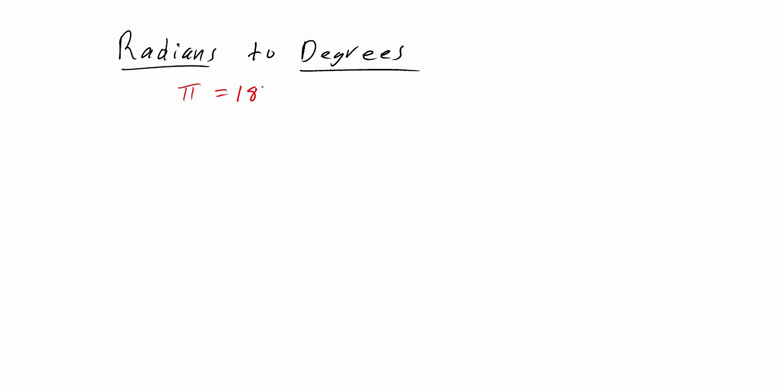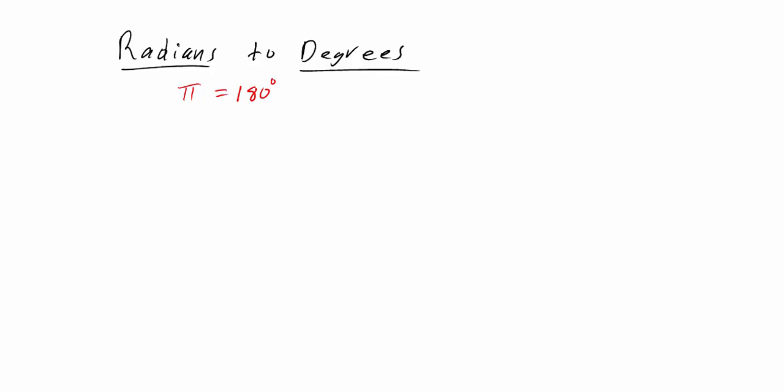What if we want to go from radians to degrees? And I know for a lot of you, this is what you like to do because you don't really like the radians and you want to change those radians into degrees. And once again, we're still going to use the idea that pi is equal to 180 degrees.